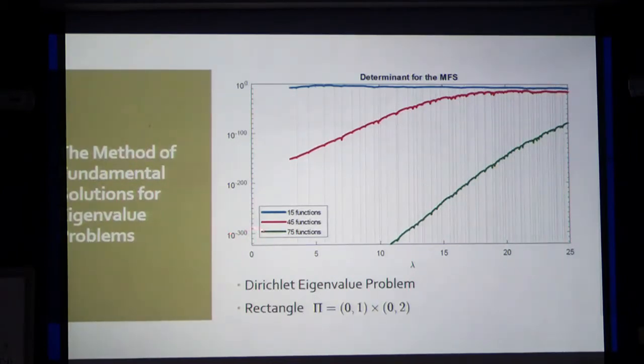So here we are talking about 10 to the minus 300. And this value is very, very small. So here you can see, for example, that for the case of 75 functions, the graph is even outside this figure. And here you can also check that the value tends to increase. So in this area, it will also become harder to find the eigenvalues.